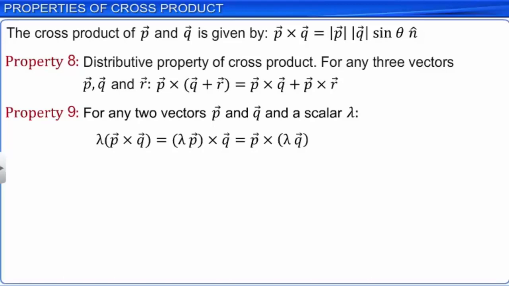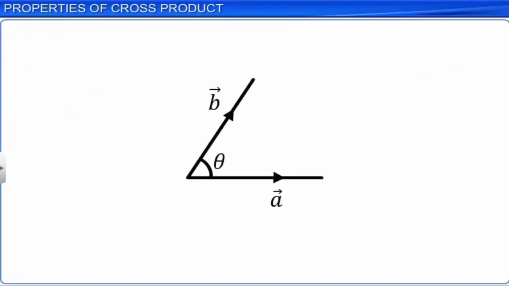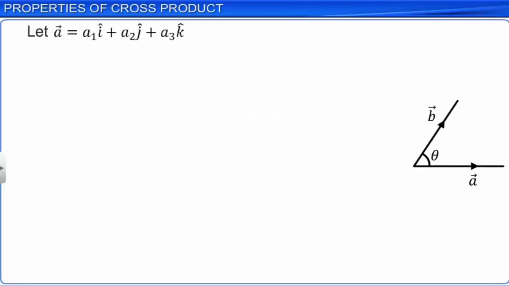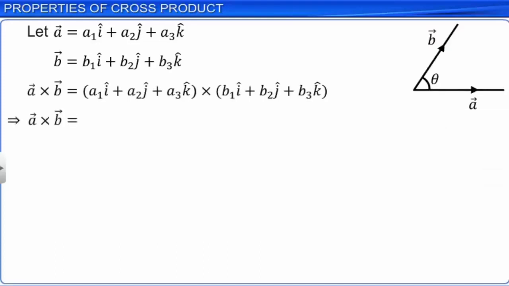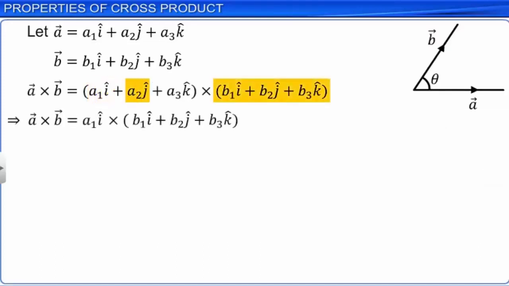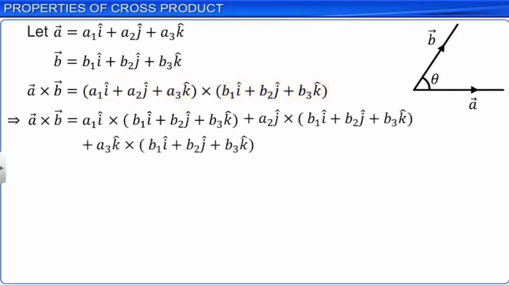Now we will find the cross product of two vectors given in component form. Consider two vectors A and B as shown. Let us consider their cross product. We know that cross product is distributive over addition. Using the distributive property, we can expand the cross product as shown.